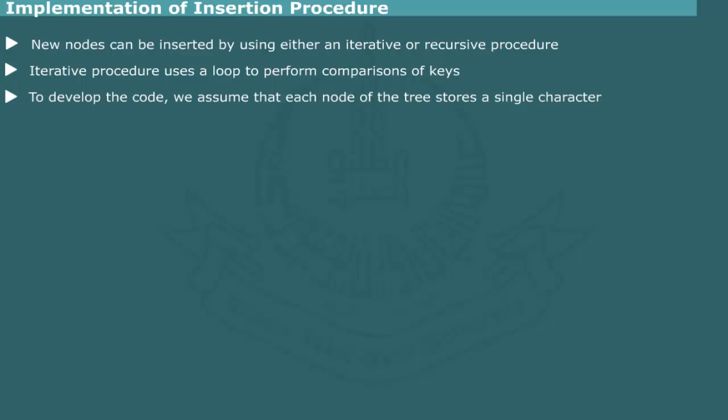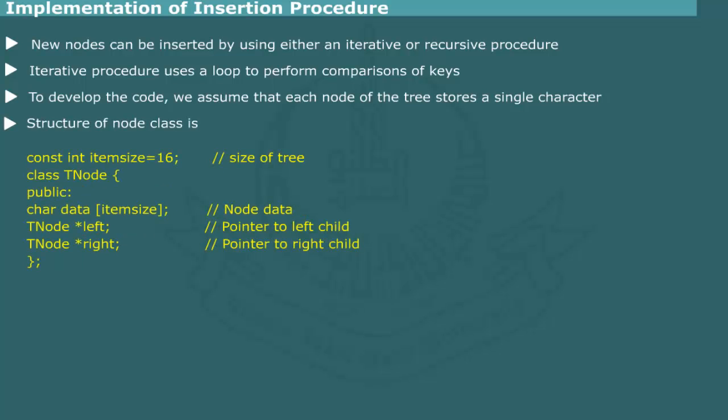In order to develop the code for insertion operation, we assume that each node of a binary tree stores a character string of some fixed size. The structure of the node class is shown in figure. The T-node class contains node data. It contains a pointer to the left child. It also contains a pointer to the right child. The complete code for the iterative insertion procedure is given in reference notes.